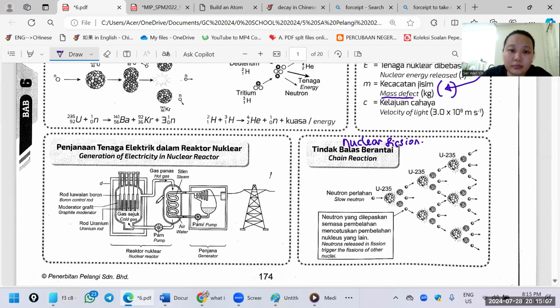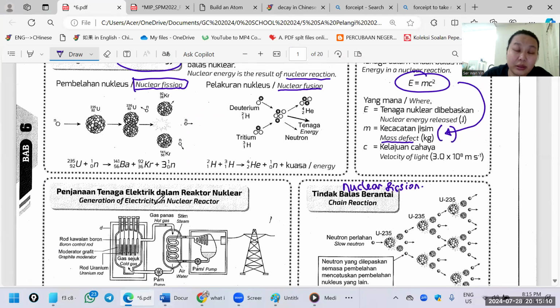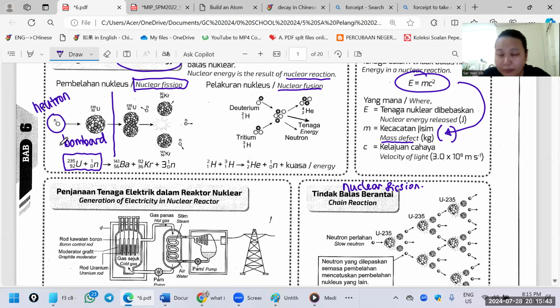Okay. Now, we look at nuclear fission first. Nuclear fission means we use a neutron. We heat, but we don't say heat because it goes at a faster speed. So we say bombard. Heat, but bombard is more powerful. A neutron bombards uranium-235, and it will become less stable.